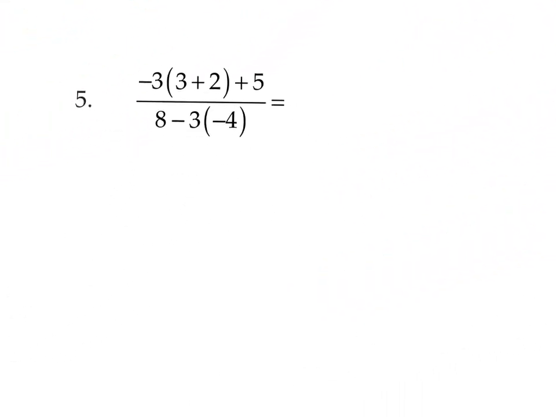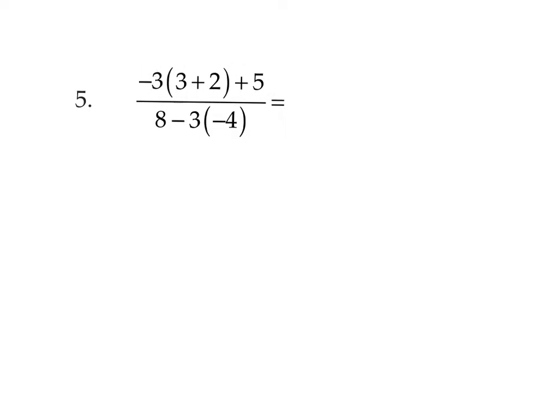All right, for number 5, we have this fraction bar, which is a grouping symbol. The fraction bar tells us to simplify the entire numerator, simplify the denominator separately, and do the division at the end that the fraction bar is indicating. So we'll simplify the numerator first.